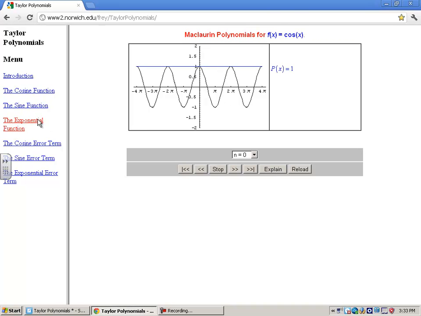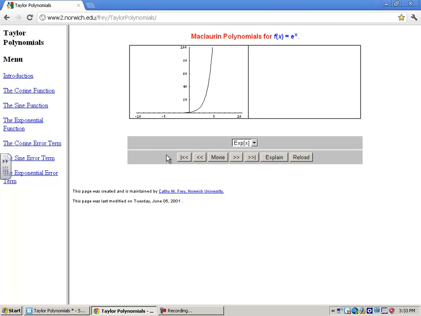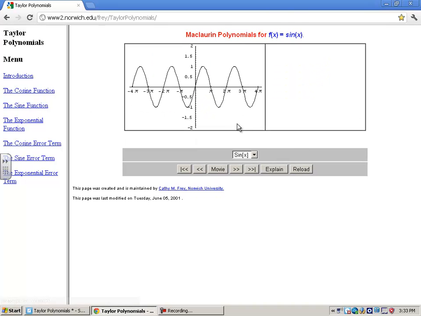Let's take a look at it for the exponential function e to the x. Start with the first degree, that's just 1 plus x. Now we have the quadratic, and then the cubic, and then the quartic, and then the fifth degree, and then the sixth degree. And you can see that it's starting to converge onto e to the x. Let's take a look at it with sine as well. Here's a graph of sine. And as you build the Taylor polynomial, the more and more terms you get, it starts to converge onto the graph. So that's what Taylor polynomials are.